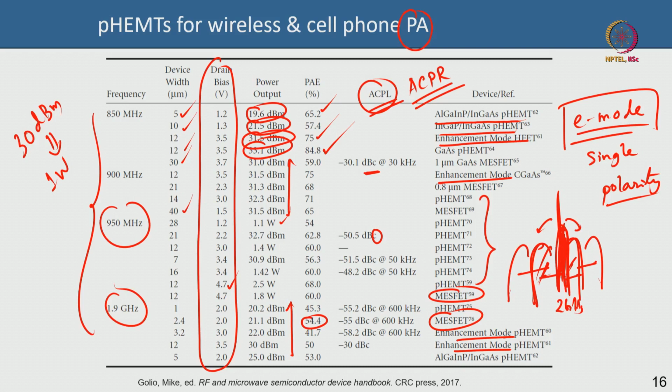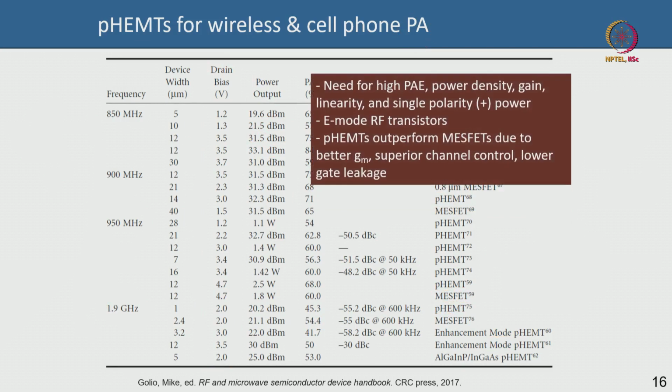That is a linearity figure, because if you leak power in the adjacent channels or other frequencies, then you are basically compromising on the linearity of the system. So this is an important thing, but we will not discuss it right now. Essentially, for a mobile phone, if you want to put your device in the handset, then you need higher efficiency, power density, gain, everything, single linearity and single polarity power, I told you. E mode transistors are very desirable. Pseudomorphic HEMTs significantly outperform MESFETs because of better GM, better channel control, lower gate leakage, etc. You have higher mobility, higher velocity, etc. Okay, great. So this is all about pseudomorphic HEMT.